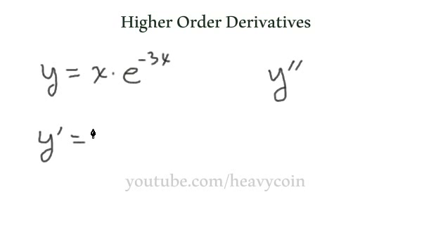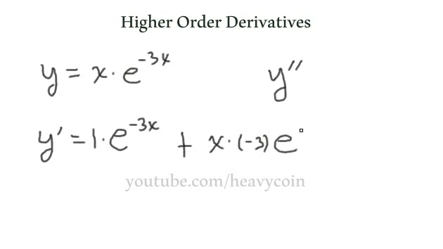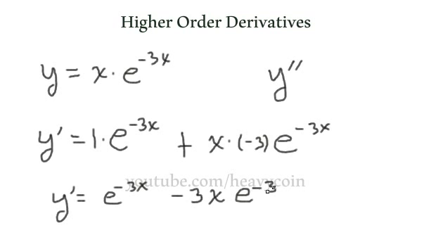So the derivative of x is 1. Rewriting e to the negative 3x plus, rewrite the first function, x times, and then the derivative of e to the negative 3x up here is negative 3. And then of course we rewrite the function. Okay, now let's rewrite this again. So we have e to the negative 3x. I'm going to bring this negative 3 out front, and e to the negative 3x.